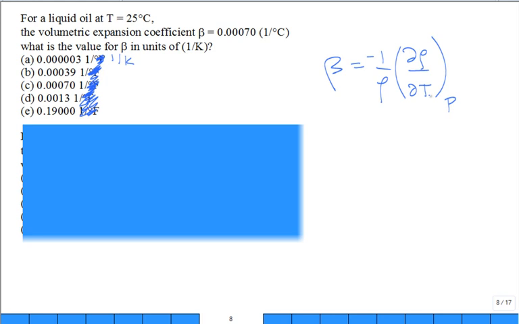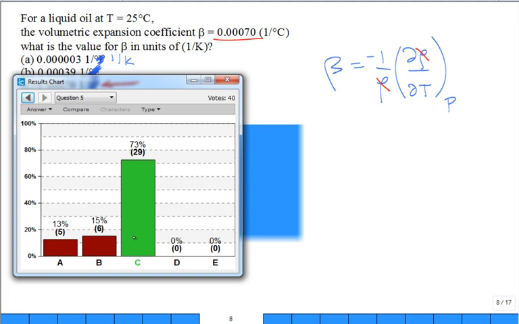But where does temperature show up? Well, the units on rho cancel with the units on rho. And so really the temperature shows up because it's the change of rho with the change in temperature. Isn't it the same numeric value?